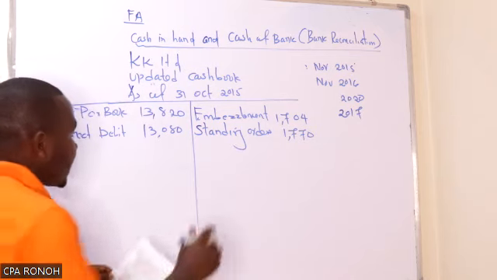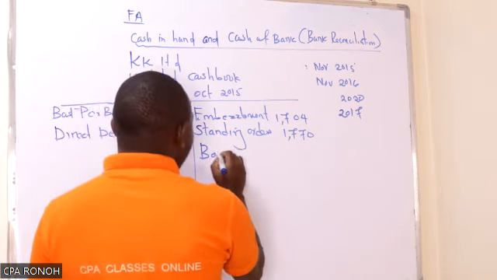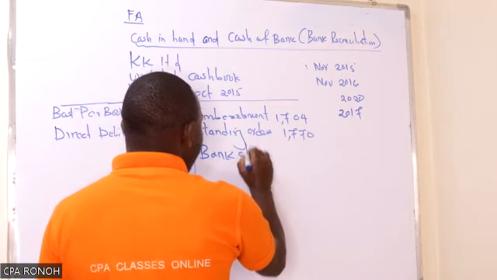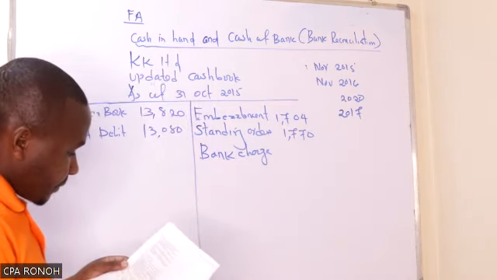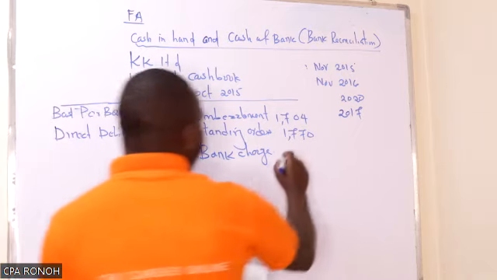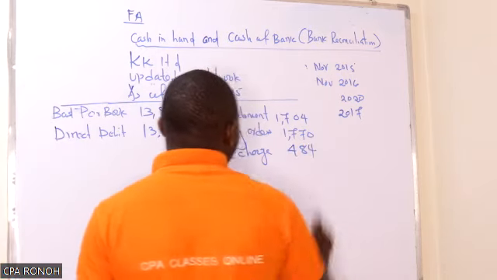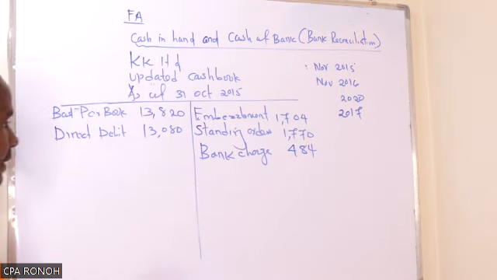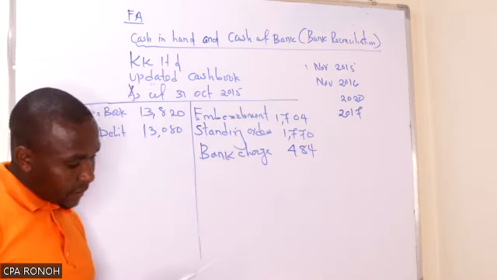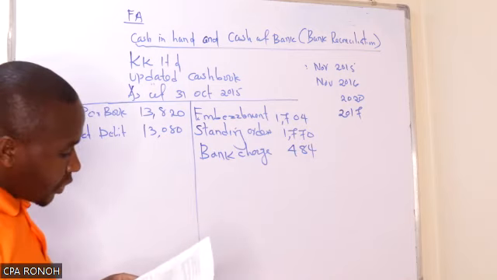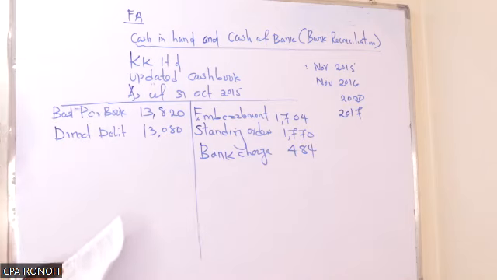We have bank charges, so bank charges, don't put it on both sides. That is 484. So you credit the cash book and debit the expense account as bank charges. That is under financial cost.